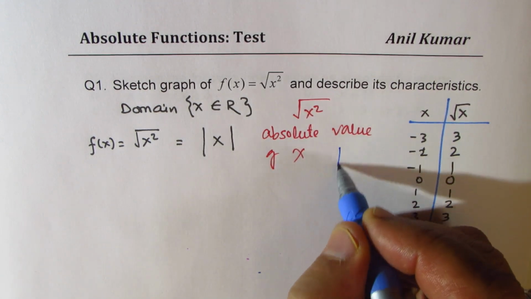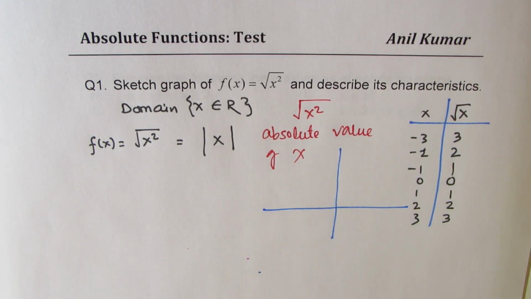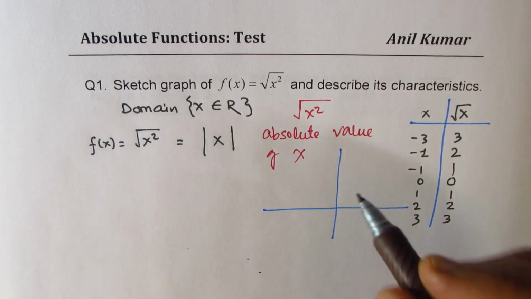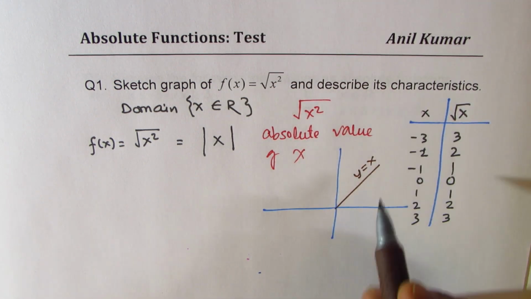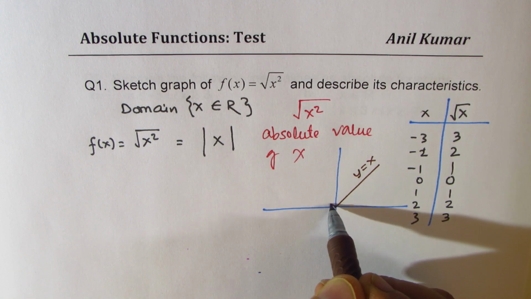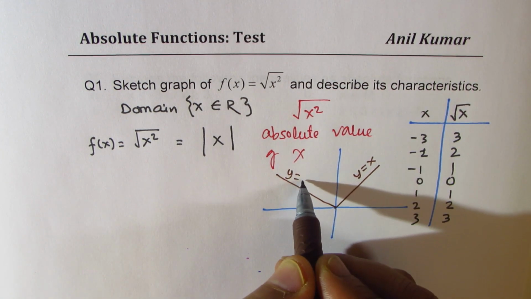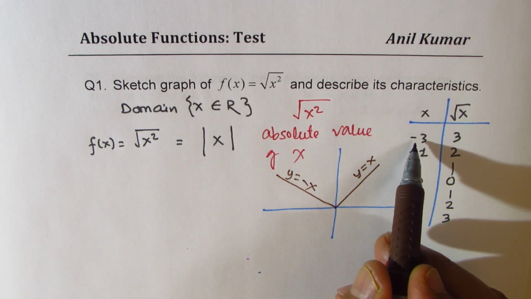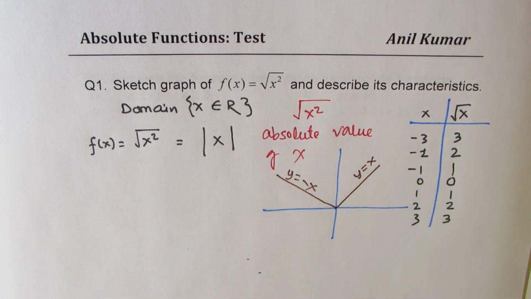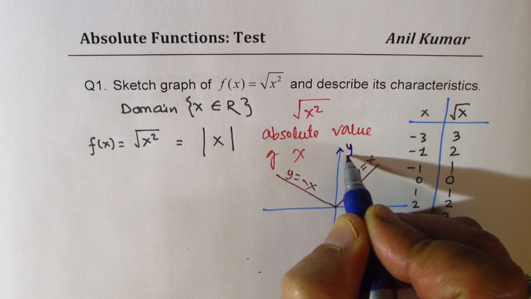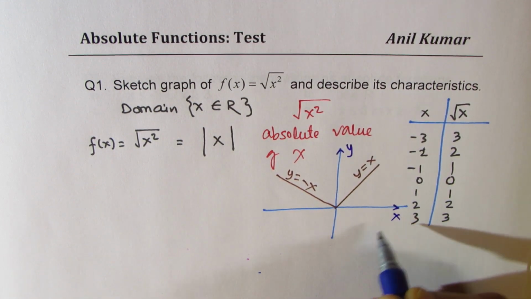Now let's try to graph it. It's always positive. So it is kind of like a straight line. In quadrant 1, it happens to be y equals x, and in quadrant 2, it will be y equals minus of x, right? Do you see that? Minus 3 becomes 3, minus 2 becomes 2, minus 1 becomes 1. So that's how you get this particular function. Square root of x squared is same as absolute value of x.